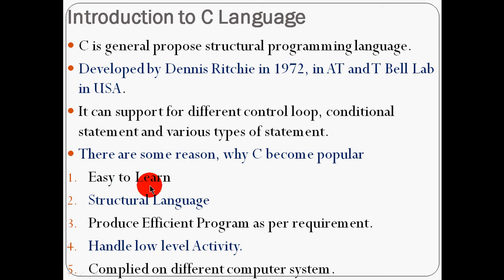First, the C language is easy to learn, meaning there are a few keywords and a few functions available. With the help of those keywords and functions, we can create any program with C, and it is easy to learn. Another feature of C is that it is a structural programming language. It means it consists of n number of control loops and n number of conditional statements. With the help of those statements, you can create one powerful program that will help any user.